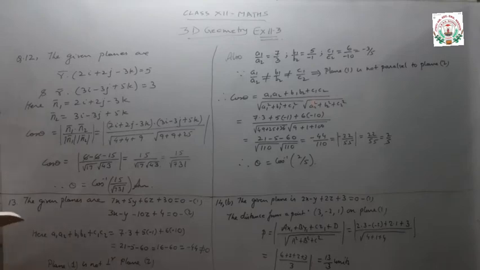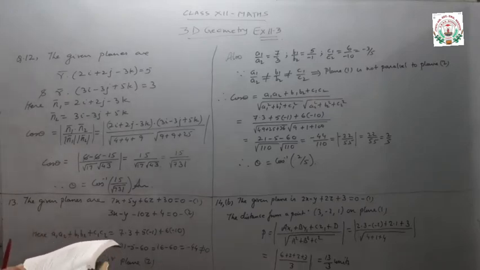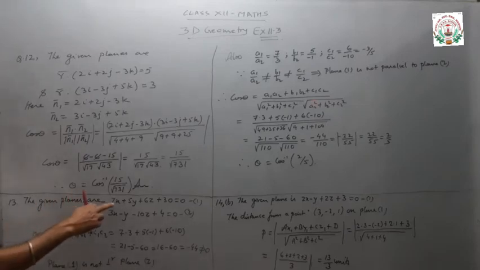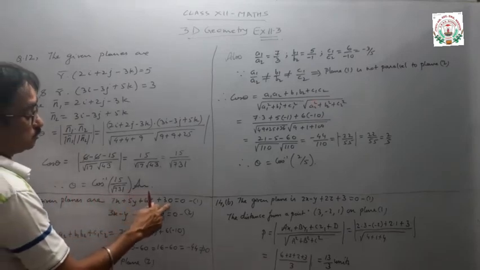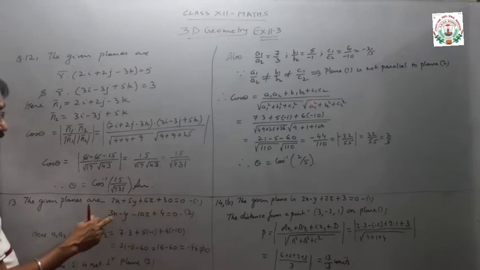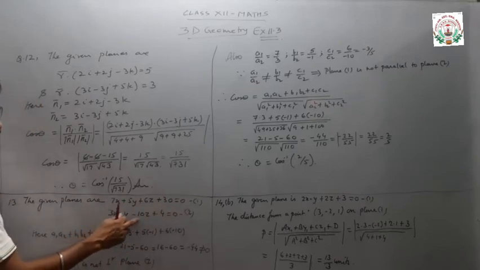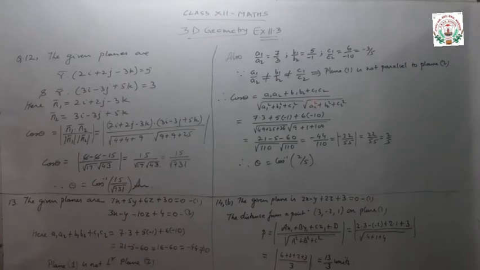Next question, 13th question. In the following cases, determine whether the given planes are parallel or perpendicular, and in case they are neither, if they are not perpendicular and not parallel, you have to find the angle between them. So the given planes are 7x + 5y + 6z + 30 = 0, and second is 3x - y - 10z + 4 = 0.